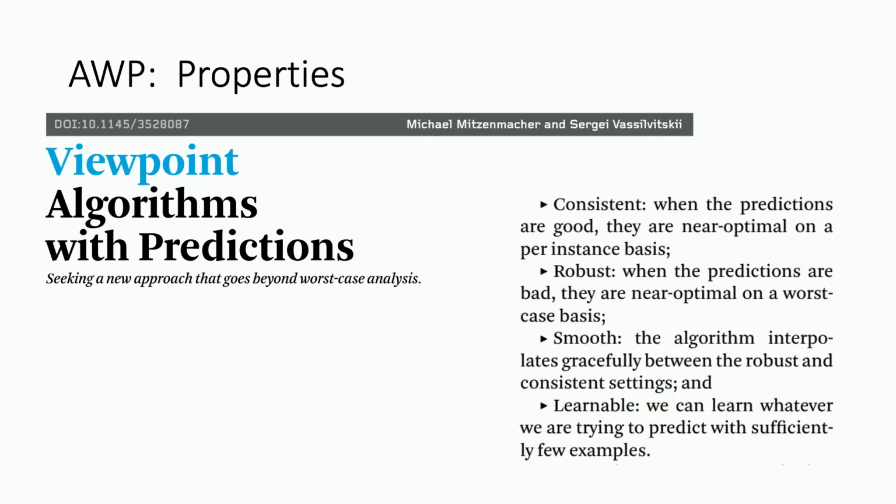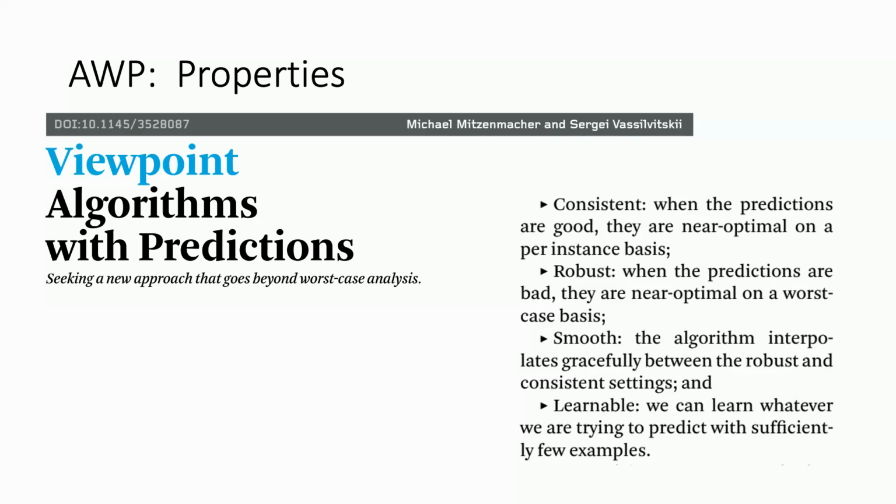In fact, Sergei and I took our survey and briefly wrote up something for the CACM, to try to get this in front of a more general audience. And as part of this, we summarized some of these properties that, I'm not always going to call them out explicitly, but hopefully you can keep in mind as we're going through this, right? There's this idea of consistency. When the predictions are good, you get near optimal solutions on a per instance basis. You're doing the right thing on specific examples. On the other hand, robustness is when the predictions are bad, you're still doing something close to what the worst case algorithm would itself be doing.